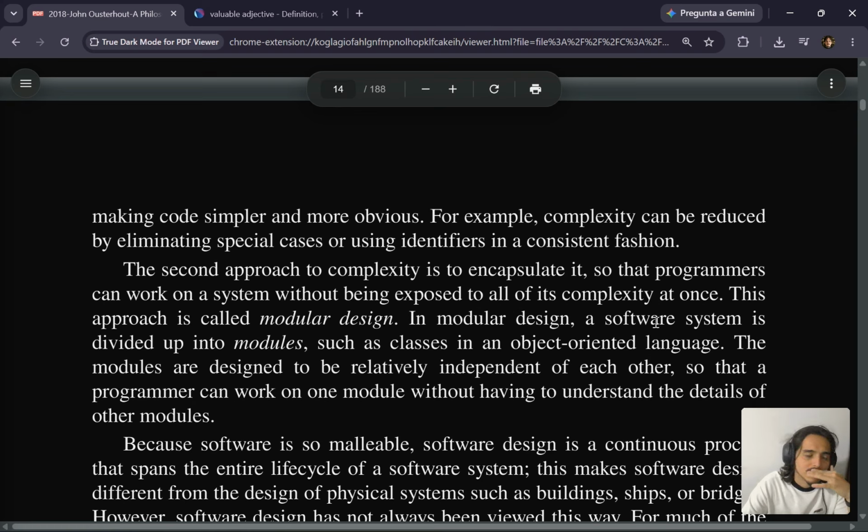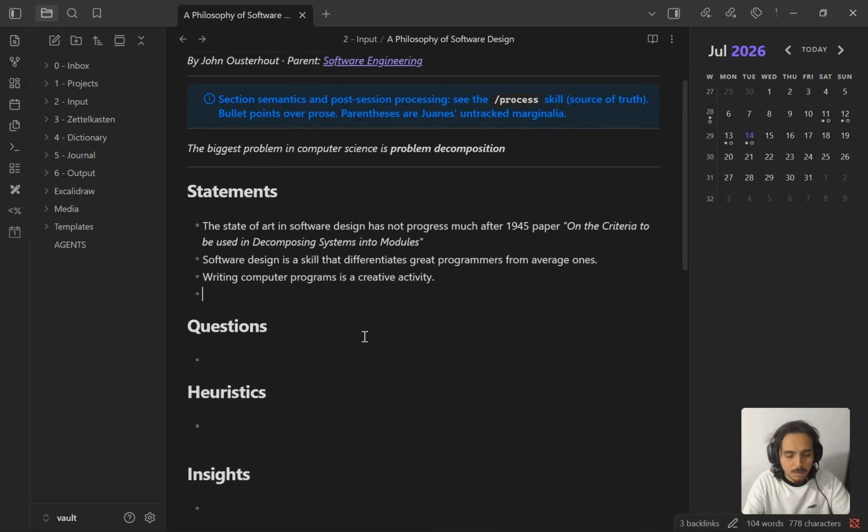Okay, encapsulate complexity. That is interesting. So if complexity is unavoidable, why not encapsulate it and expose just what a programmer, or in this case, just what the AI needs. We don't need to expose every detail of a system through its interface. I think that this is where it's going. This approach is called modular design. This is important, I guess.